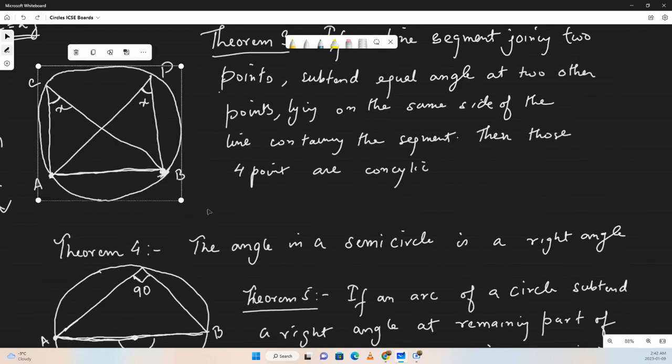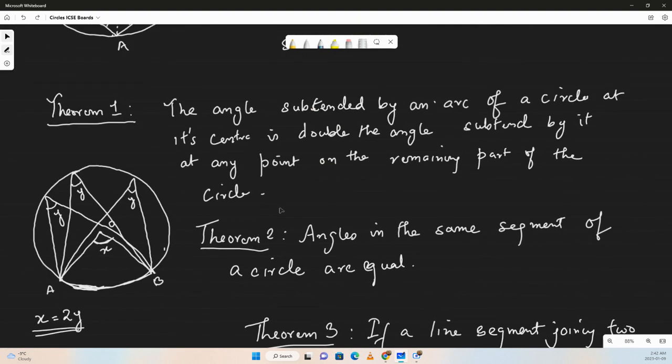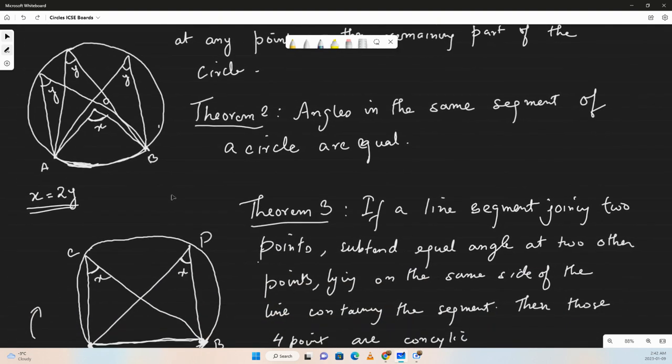So the first theorem says that the angle subtended by an arc of a circle at its center, which is basically this angle, is the double of the angle subtended on the remaining part of the circle. Meaning, if the angle subtended on the remaining part is y, the angle subtended on the center would be 2 times y, right? So what is theorem 2? The angles on the same segment of a circle. So basically, if we have a segment of a circle, or an arc, then the angle subtended by that arc on any point on the circle would be equal. So all these angles would be equal to y, right?